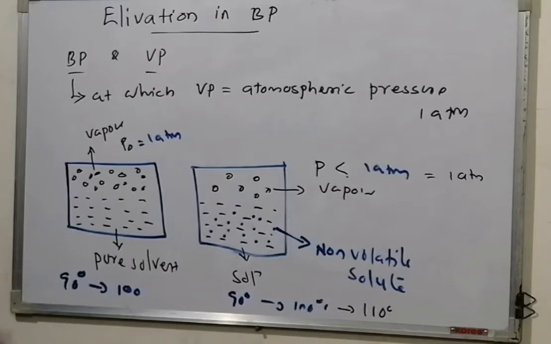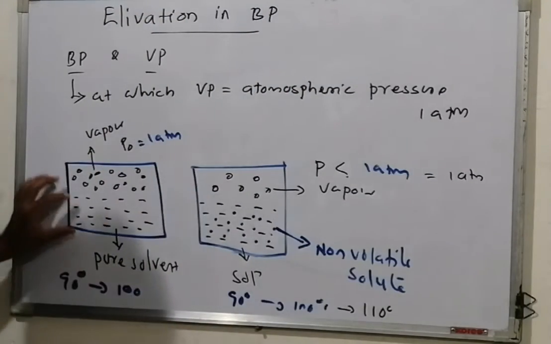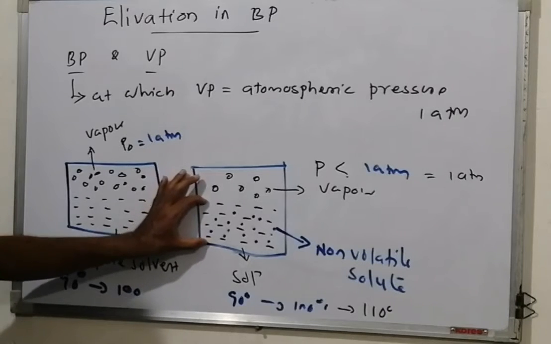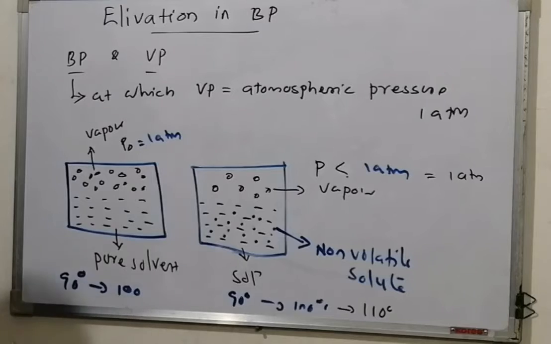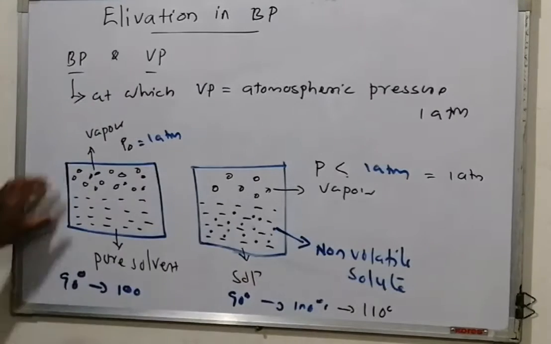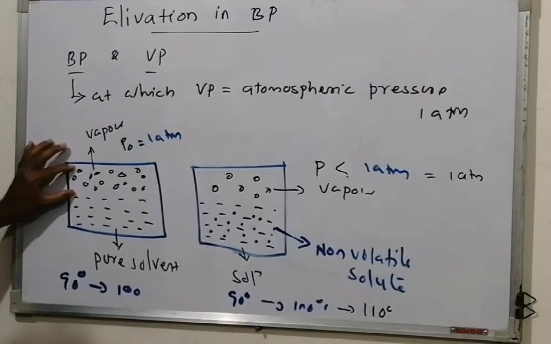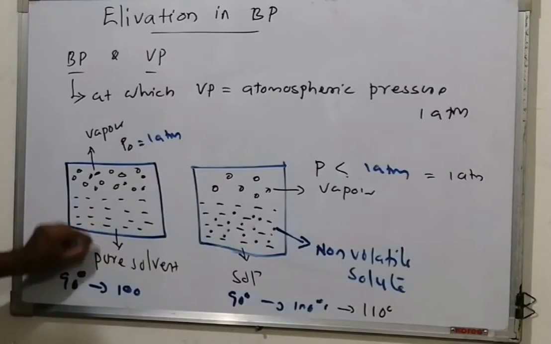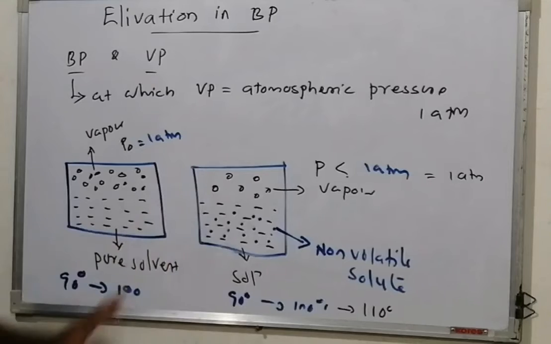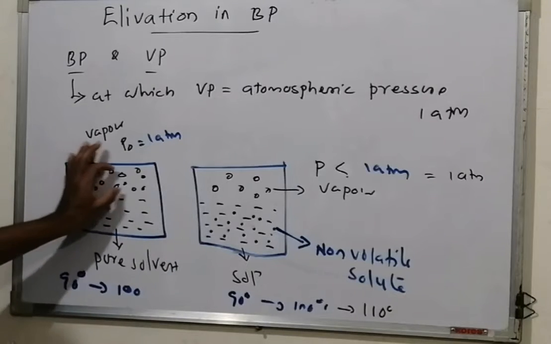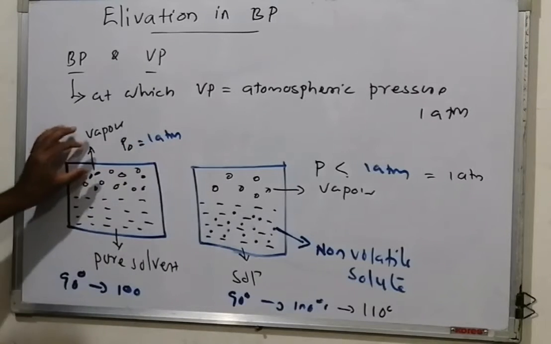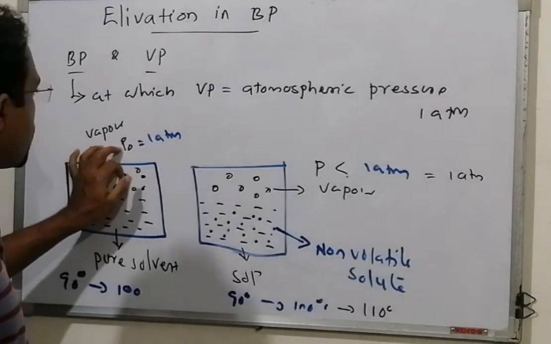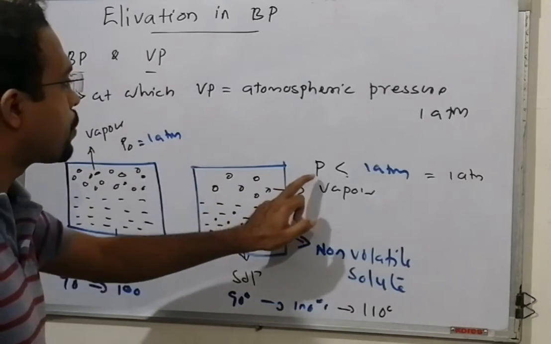Now you have two containers. In one container we have pure solvent, and in the other we have an equal amount of solution of a non-volatile solute. This portion contains water vapor, and this portion also contains vapor. The vapor is only from the solvent; the solute will not be vaporized. Have you noticed that here I have more circles than here? At any temperature, the vapor pressure of the pure solvent, P0, is greater than the vapor pressure of the solution, P.